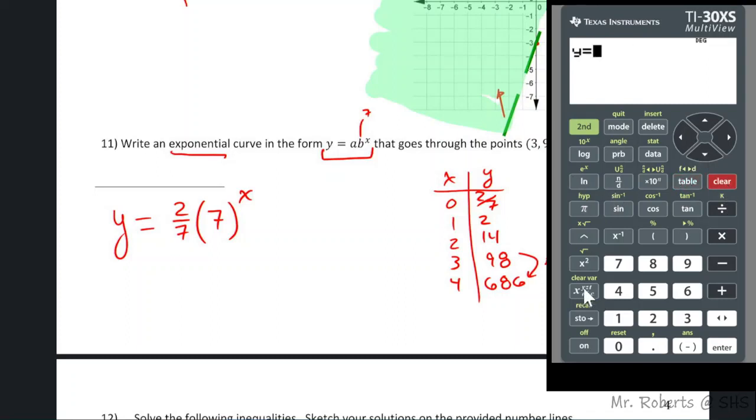I'm going to say y is equal to 2/7, times 7 raised to the x power. If I take a look at this starting at 0 and stepping by 1, I can see I've got 2/7, and then it goes to a 2, and then a 14, and then it goes to 98, and then it goes to 686. So this is exactly the exponential curve that would do that.